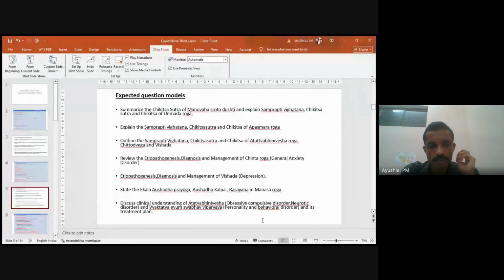Psychological treatment is almost similar for all the conditions related to psychological disorders: depression, mood disorder, or obsessive compulsive disorder. Almost always CBT, cognitive behavioral therapy, or different psychological methods are there. You can just remember those names. Other than that, as far as my knowledge goes, you should mainly concentrate on Unmada Roga, Apasmara Roga, Atattvabhinivesha and Vishada. These are the areas, and some of the medicines of Manas Roga slokas.